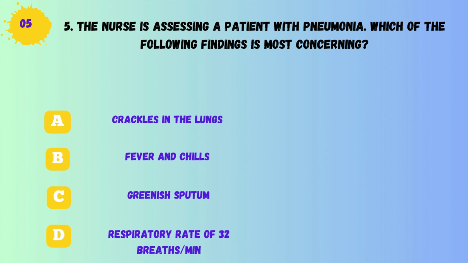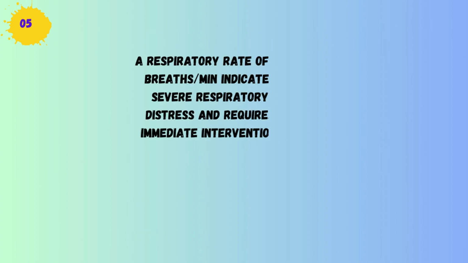5. The nurse is assessing a patient with pneumonia. Which of the following findings is most concerning? A. Crackles in the lungs. B. Fever and chills. C. Dark greenish sputum. D. Respiratory rate of 32 breaths/min. Answer: D. Rationale: A respiratory rate of 32 breaths/min indicates severe respiratory distress and requires immediate intervention.